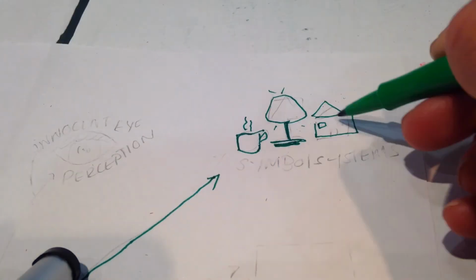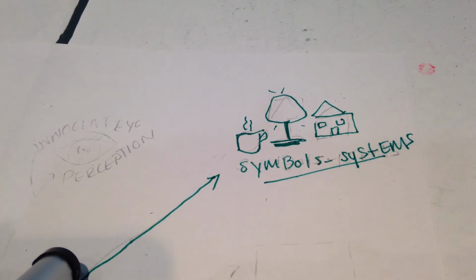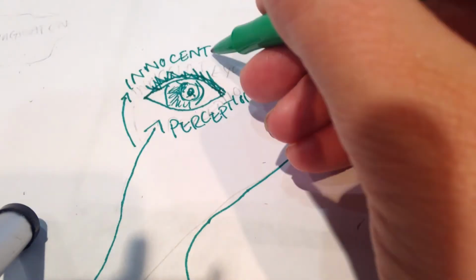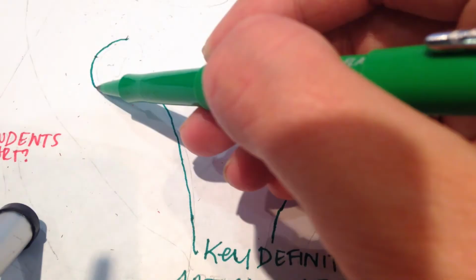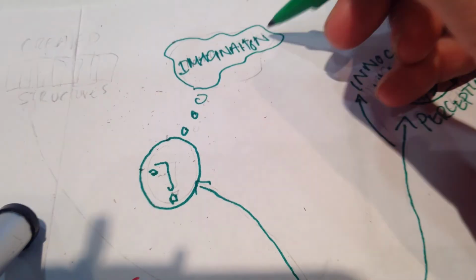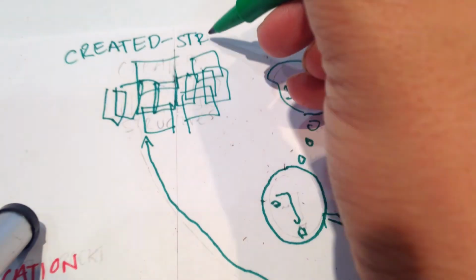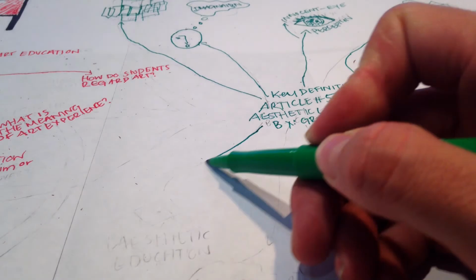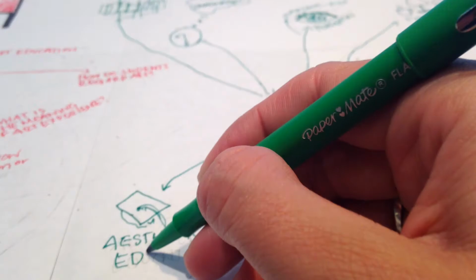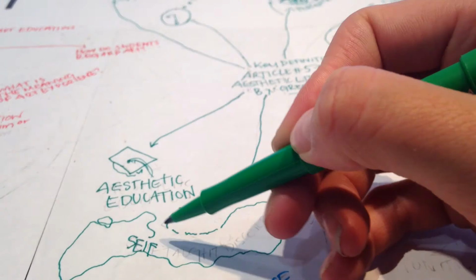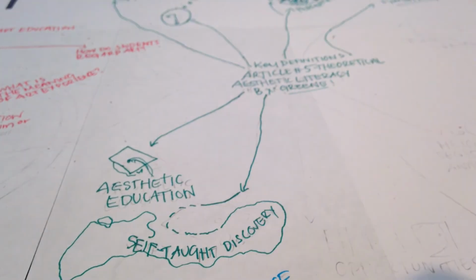She talked about things like symbol systems, the idea of perception and how no one has an innocent eye. She also talked about the idea of imagination and how we can foster or dampen those, and created structures, how we can break them or encourage them. And all of this happens within aesthetic education, and if done correctly, it can lead to self-taught discovery.